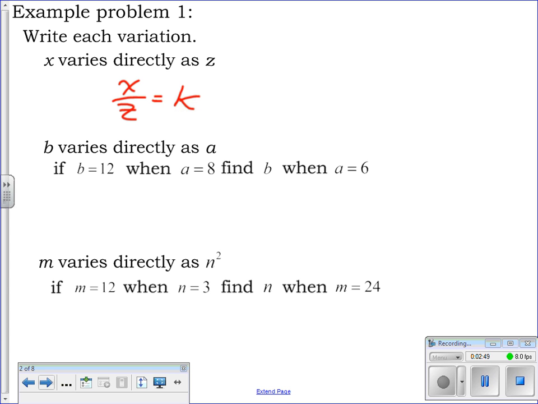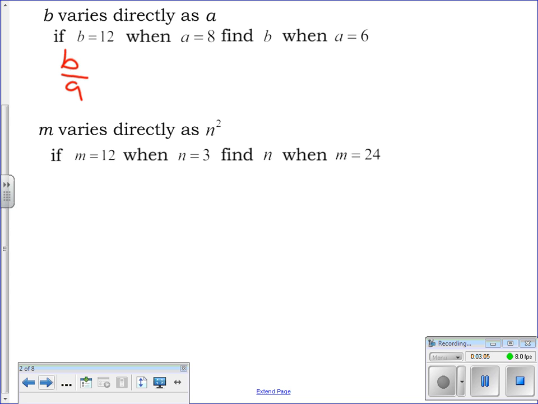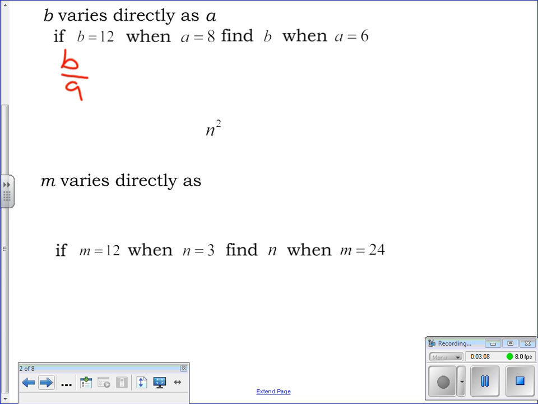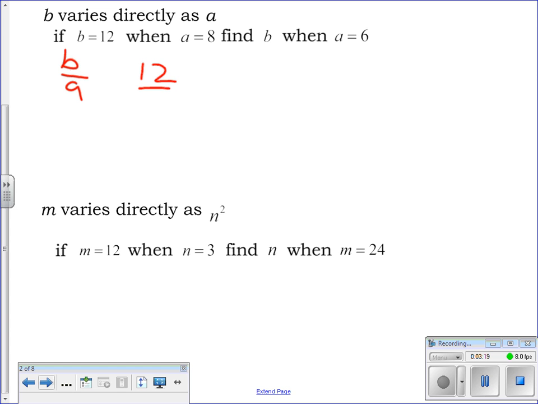Now, this is a problem I can solve. B varies directly as A. That means I have B divided by A. It's always B divided by A. Just to give myself a little more room. So, if B equals 12 when A equals 8, so that means I have 12 over 8, B over A is B over A. Find B when A is 6.